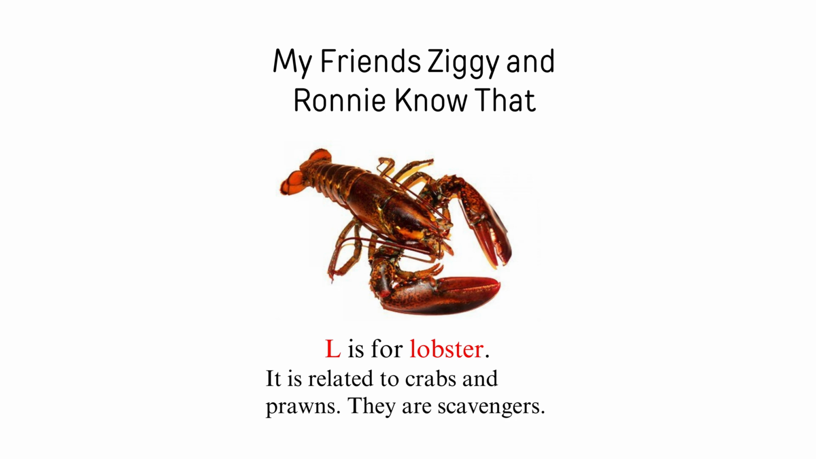My friends Ziggy and Ronnie know that L is for lobster. It is related to crabs and prawns. They are scavengers. What are the types of lobsters in the area where you live? Why do we need lobsters on Earth?